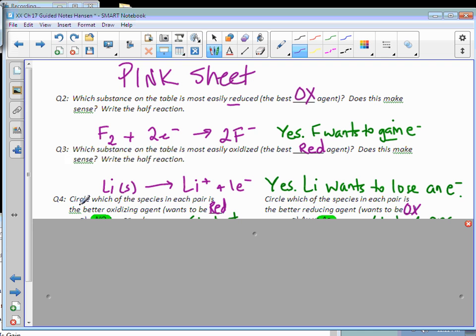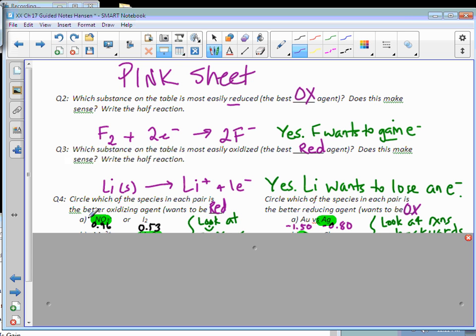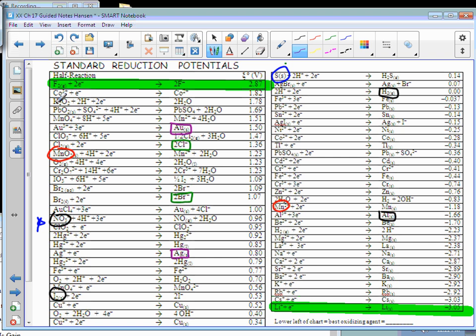This question says, circle which of the species in each pair is a better oxidizing agent. Okay, so that means it wants to be reduced. I'm just going to tell you right now, when you compare these, please make sure you write down the numbers so it doesn't get confusing. So what do I mean by that? Let's say you look at NO3 minus versus I2. Now, we are asking about things that want to be reduced, so that table is written as reductions. So we're going to look at the table as is.